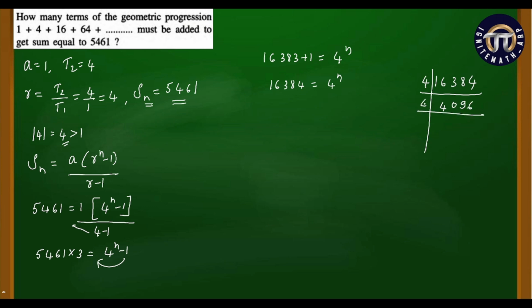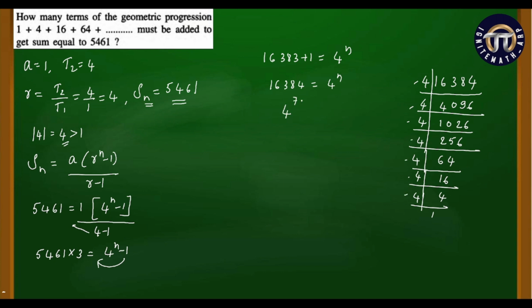4096. Then again divide by 4. 1024. Again you divide it by 4. Then I get 256, divided by 4, 64. Then again you divide it by 4. Then 16 I would get. 4 fours are 16, 4 ones are 4, 1. So 1, 2, 3, 4, 5, 6, 7. I can express it as 4 to the power of 7 is equal to 4 to the power of n.